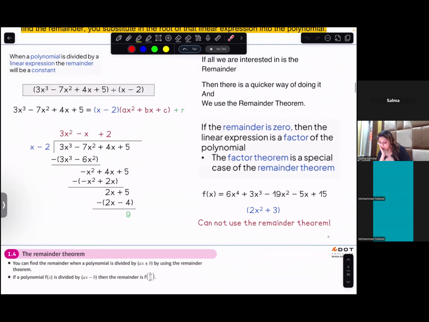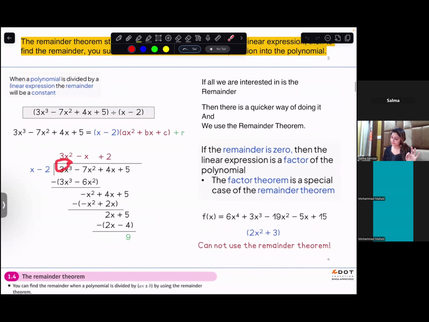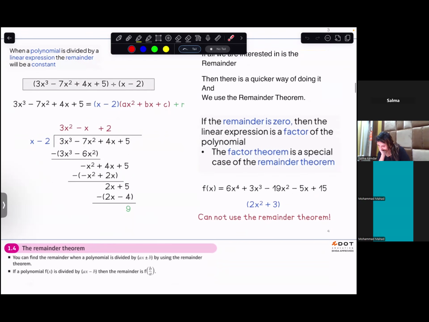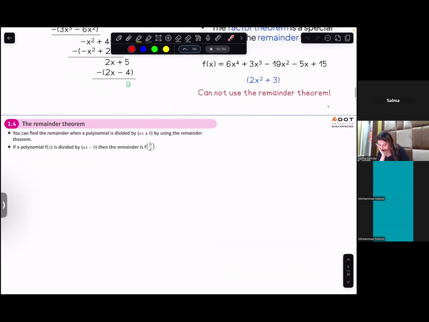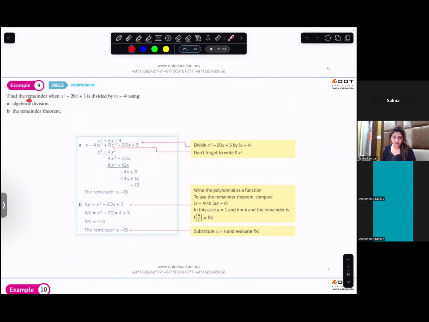One more thing to note, you can use the remainder theorem only for linear divisors. If I have 6x4 plus 3x cube minus 19x minus 5x plus 15, you cannot use the remainder theorem. Why? You can use the remainder theorem only for cubic and quadratic. Otherwise you cannot use it. When they tell you to find the remainder using algebraic division, then you have to do this method only.